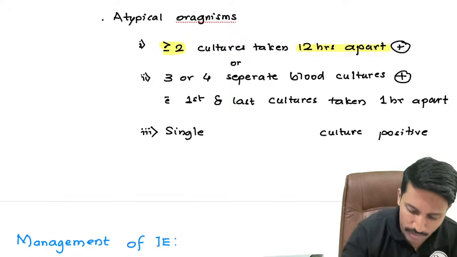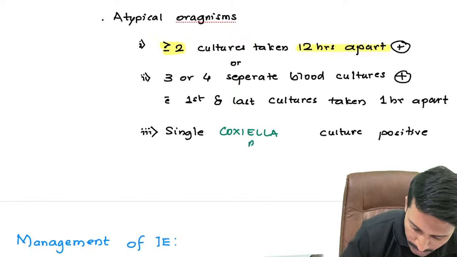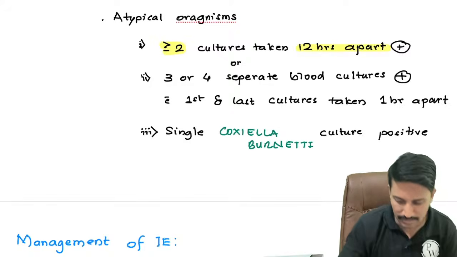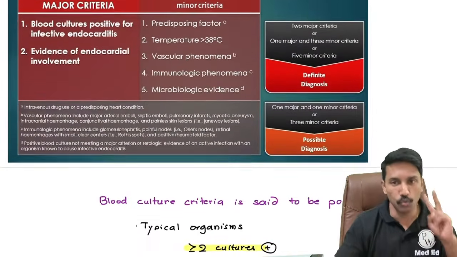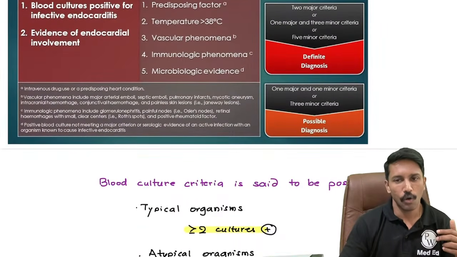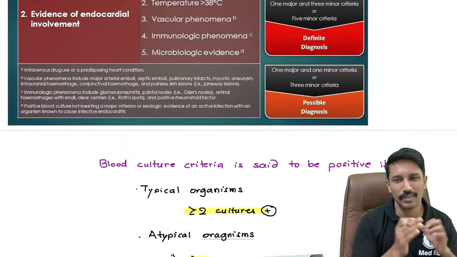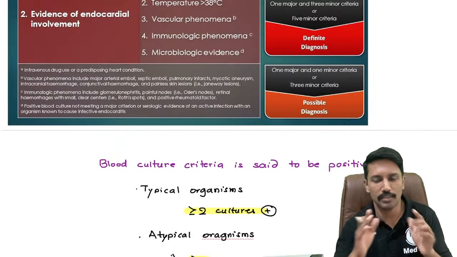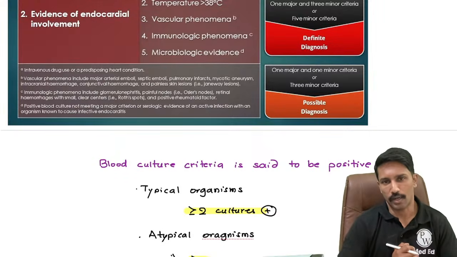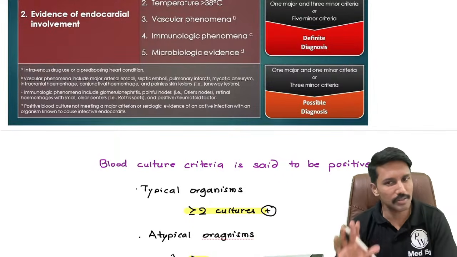And for one particular organism, that is Coxiella burnetii, even a single positive blood culture is considered as satisfying the blood culture criteria. So blood culture is said to be positive if 2 typical organism cultures are positive, or 2 atypical organism cultures are positive which are taken 12 hours apart, or 3 or 4 atypical organism cultures are positive where the first and the last culture is separated by more than 1 hour. And if it is Coxiella burnetii which is positive in the culture, even a single positive culture is satisfying.